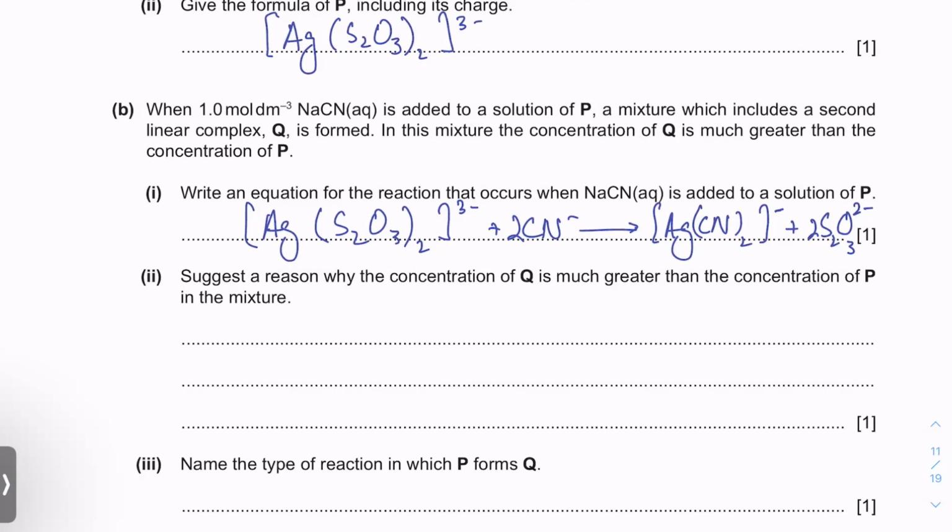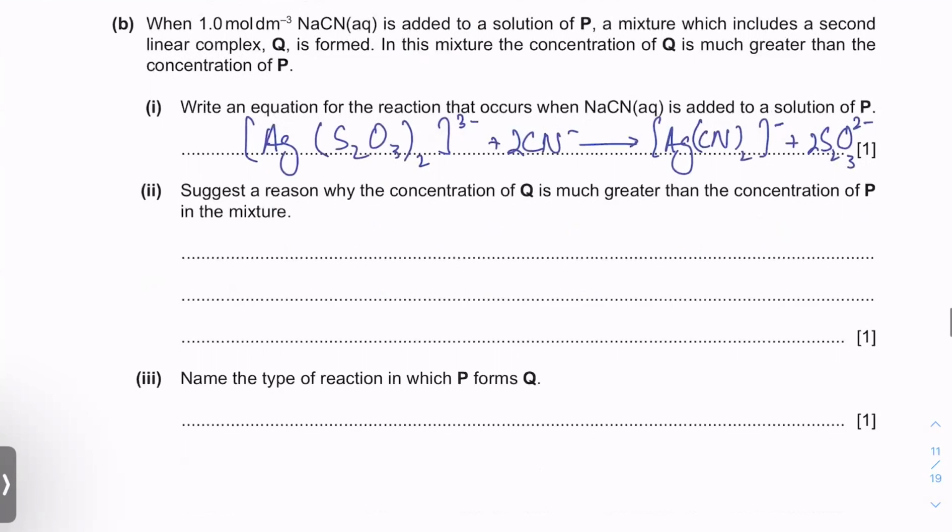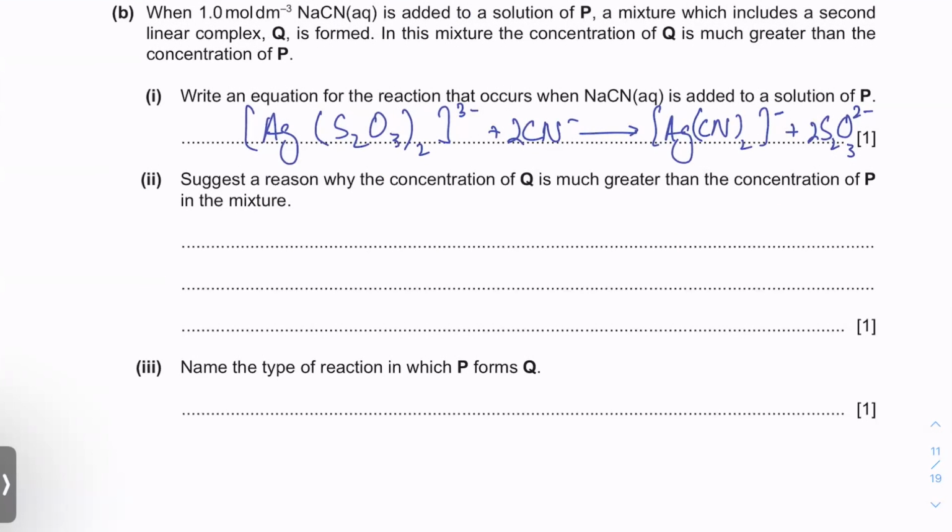So we can say that this has a greater K stab value than the previous one. Yeah, this ligand is stronger and makes a more stable complex. Don't just say that the ligand is stronger. Just talk about the complex somehow. So you can say the ligand is stronger and forms a more stable complex, or you say that the K stab is higher in this case. The type of reaction is a ligand exchange process. Okay.